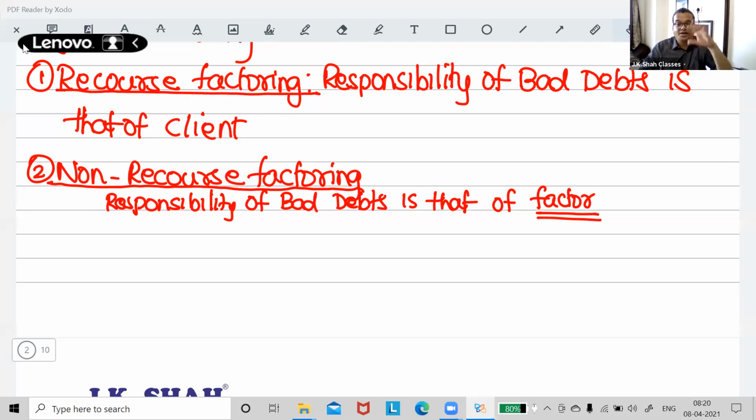Okay, now you tell me. In the regular commercial world, what would be happening? Recourse would be happening or non-recourse would be happening?